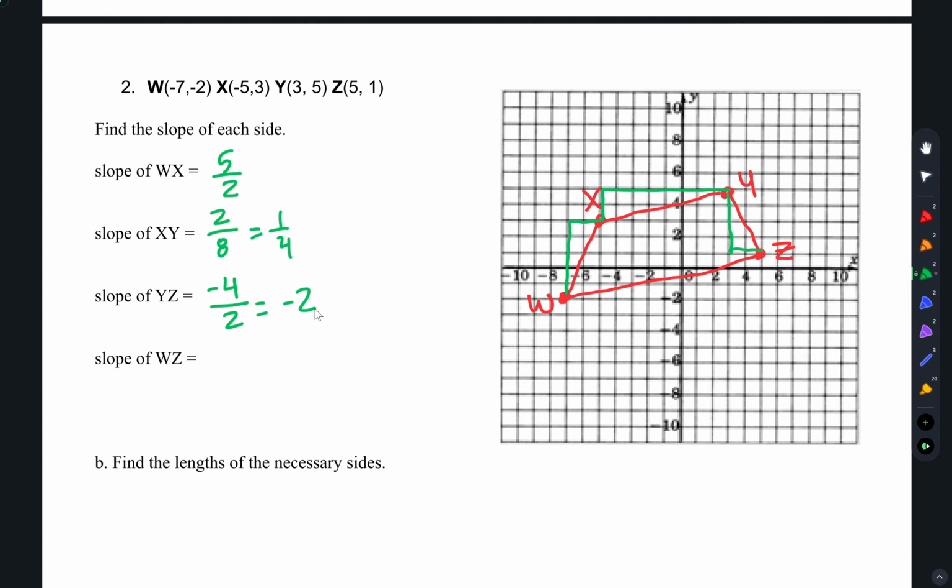And then WZ. W is on the left, so that's where I need to start. I go up 3/12, which reduces to 1/4. Okay, what does this tell us? Do I have any pairs of parallel sides, or how many do I have?